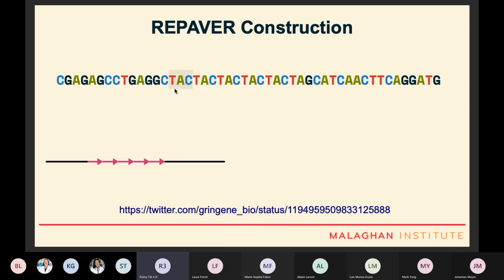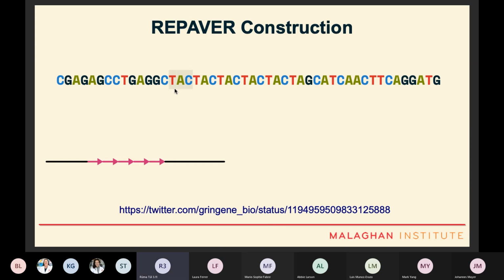So, based on that idea, I've created a program that I call REPAVER, which is an acronym for Repetitive Pattern Visualizer. I'm going to take you through the way that this program processes something called a tandem repeat, a situation where the same subsequence is repeated immediately again and again and again.